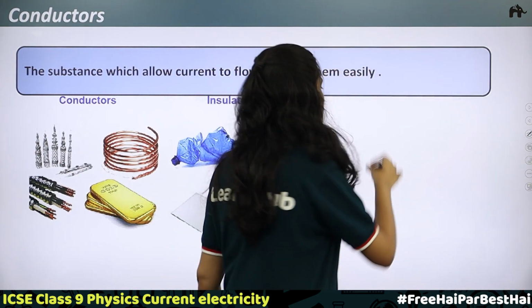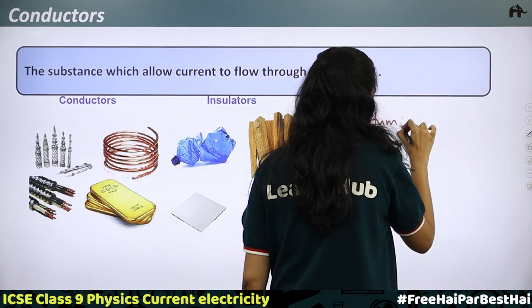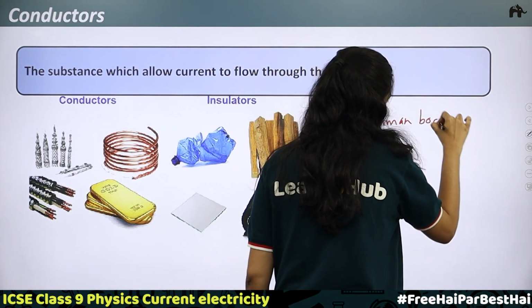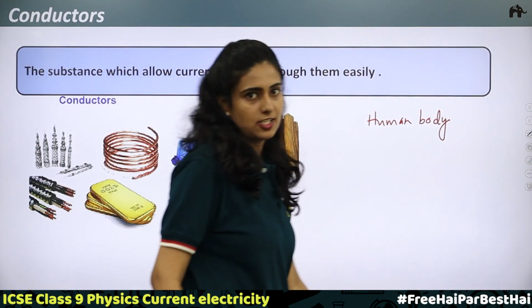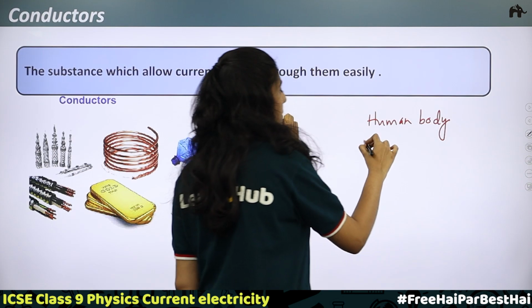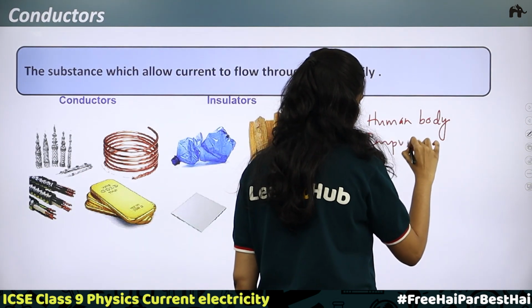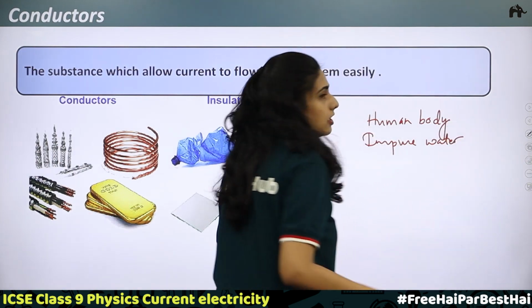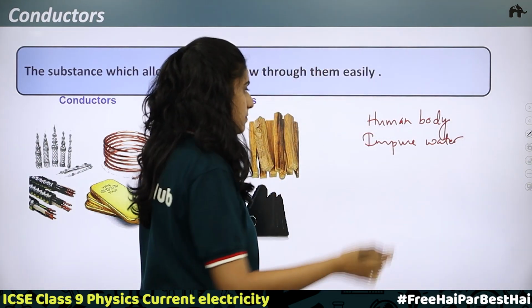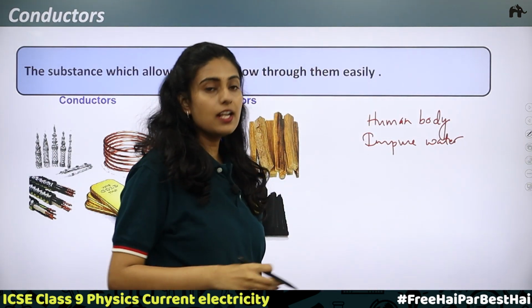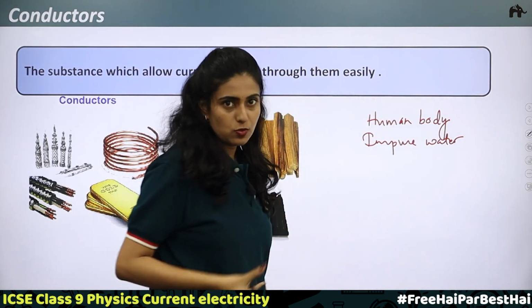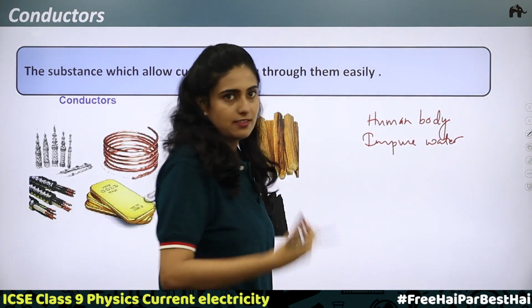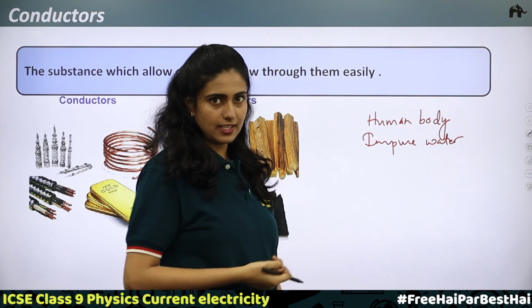So you can say that the human body is an example of a conductor. The human body can conduct electricity. Next, impure water can conduct electricity. Pure water cannot conduct because ions are not present. But when you take the case of impure water, some positive and negative ions will be present and they will conduct electricity. Salt solution can conduct electricity.